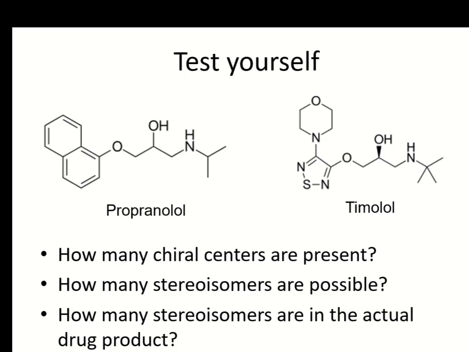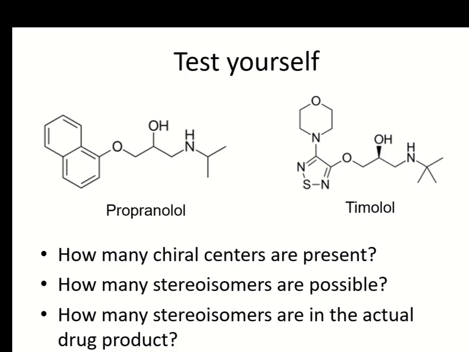So let's look at timolol. Even though timolol has a stereocenter, where that OH can be towards us or away from us, we see that the drug product only has the molecule with the OH coming towards us. So there's only one stereoisomer in timolol.